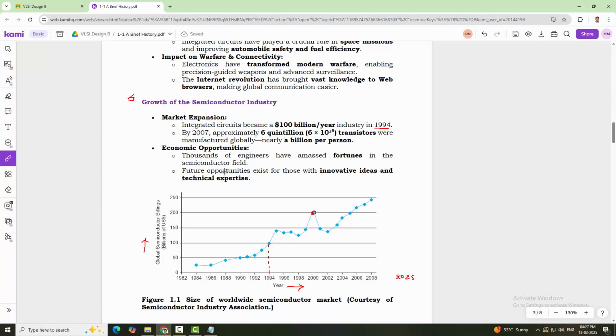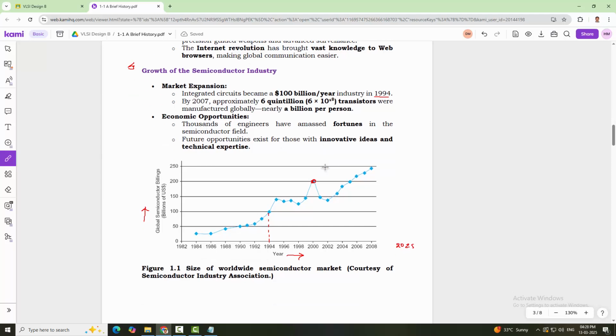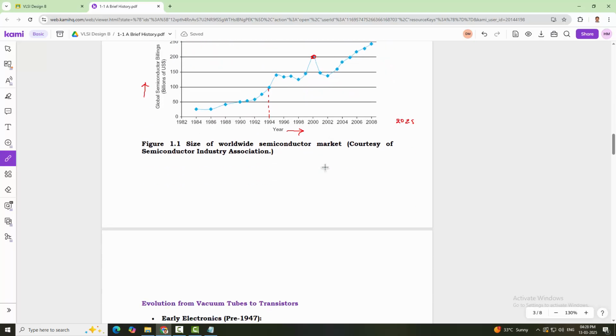And let us look at the economic opportunities. Thousands of engineers have made fortunes in the semiconductor field. We know that plenty of job opportunities were created in the semiconductor industry, and future opportunities also exist, basically in innovative ideas and technical expertise. So if one is good technically, job opportunities are always open in the semiconductor industry.